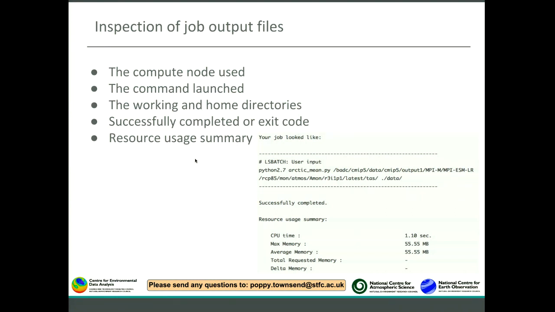And one important thing is the section on the resource usage summary that you can find at the very bottom of your output file, as shown here in the figure. So for example, this job used a maximum of 55. There was no need to request memory, because it's less than 1 gigabyte.